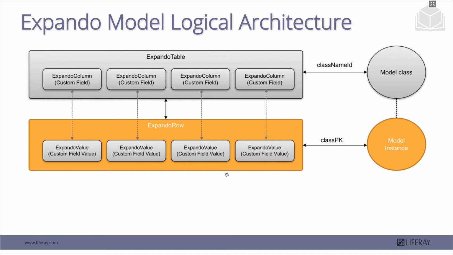From there, the end user might enter a specific value for that custom field. That's going to be stored within the ExpandoValue. So my user, I enter the employee ID number. It's stored within the ExpandoValue. We may have a number of custom fields or multiple ExpandoColumn values. The summation of each one of these values for each one of these columns is going to be the ExpandoRow.